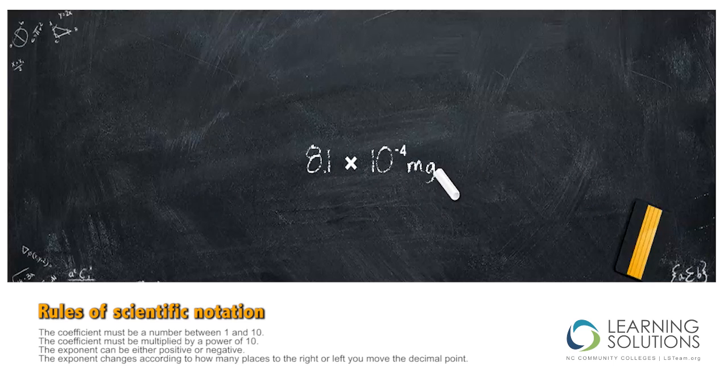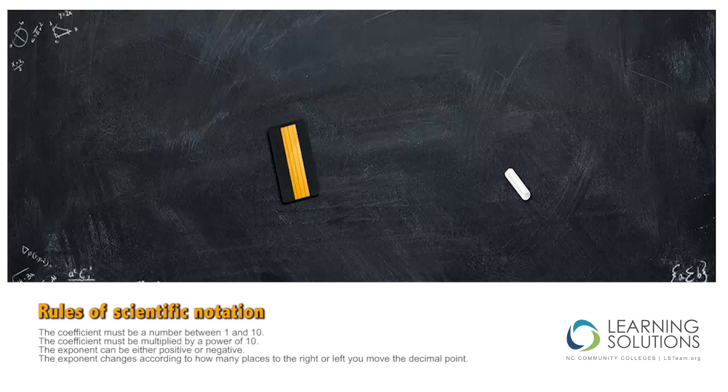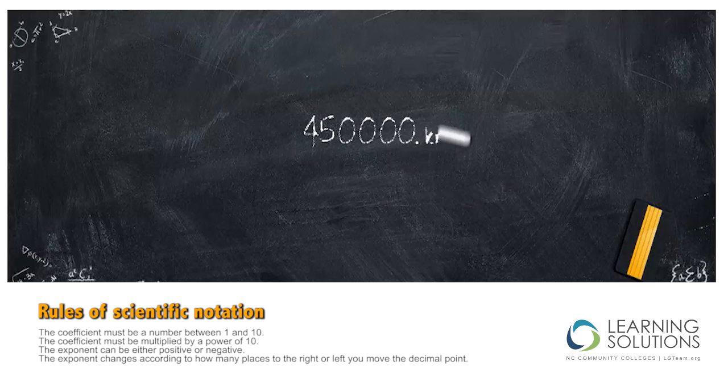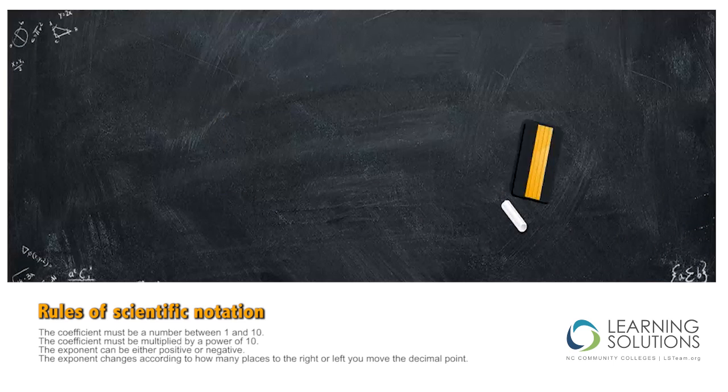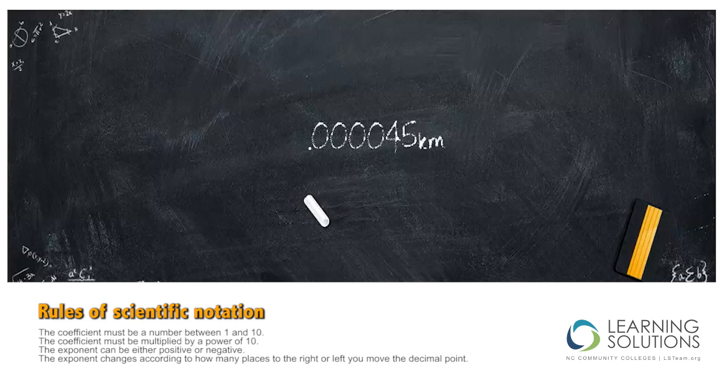The exponent can be either positive or negative. The exponent changes according to how many places to the right or left you move the decimal point. Moving the decimal point to the left will increase the exponent. Moving the decimal point to the right will decrease the exponent.